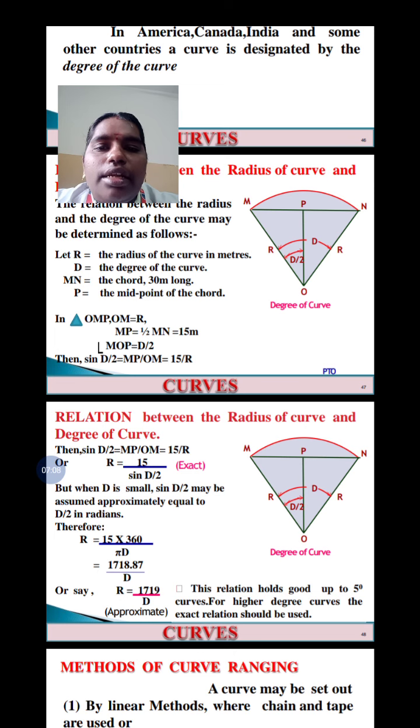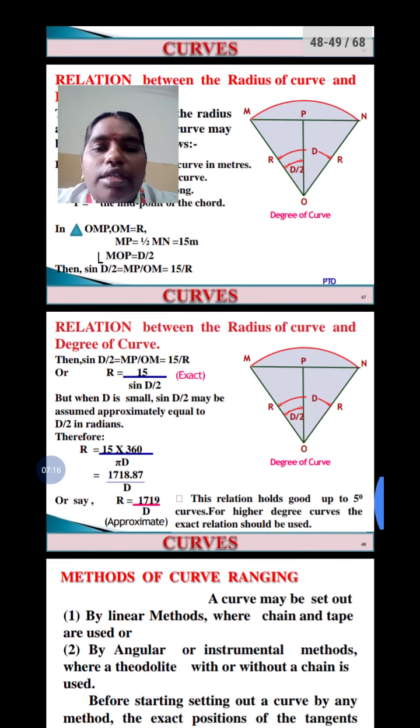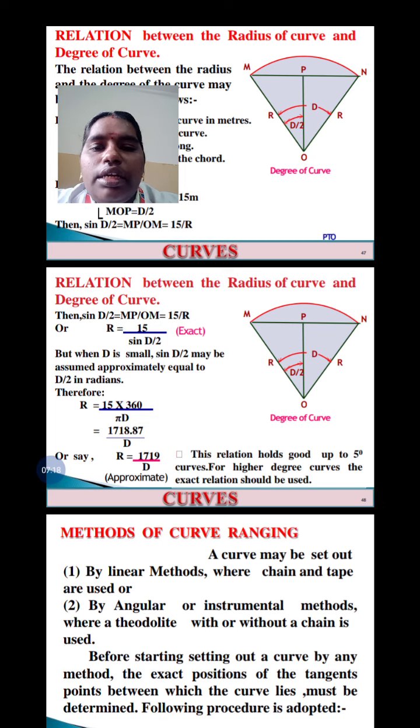D means degree of the curve. Then sin D by 2 is equal to MP divided by OM, which is equal to 15 divided by R. The final formula for the radius of the curve is R is equal to 15 divided by sin D by 2, exactly.